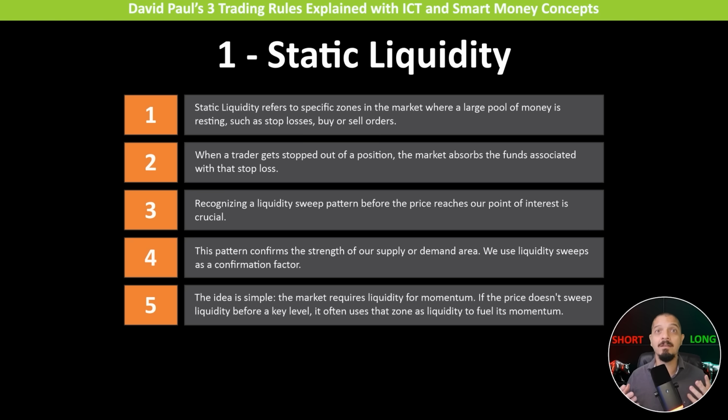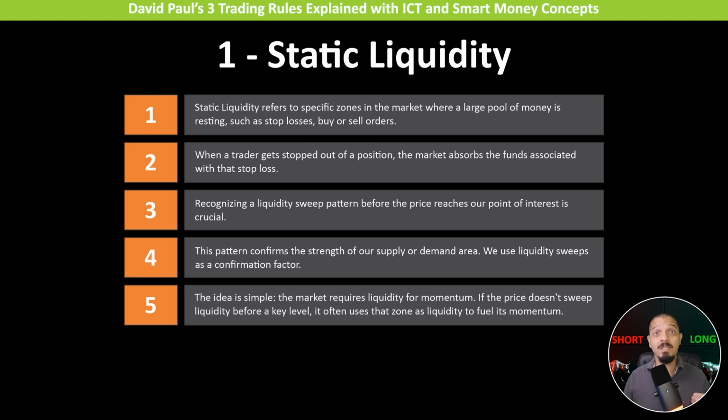Shifting our focus, let's examine the details of static liquidity. Static liquidity refers to specific zones in the market where a large pool of money is resting, such as stop losses or buy and sell orders. When a trader gets stopped out of a position, the market absorbs the funds associated with that stop loss. Recognizing a liquidity sweep pattern before the price reaches our point of interest is crucial. This pattern confirms the strength of our supply or demand area.